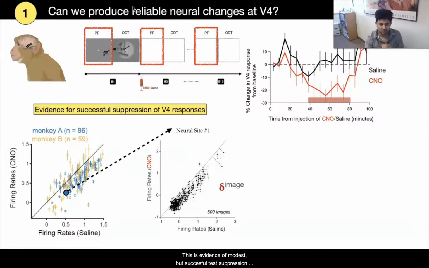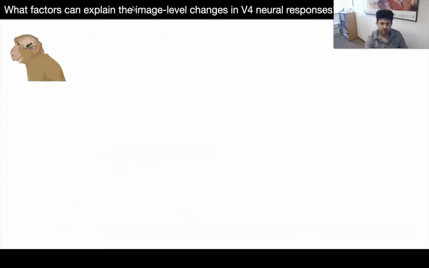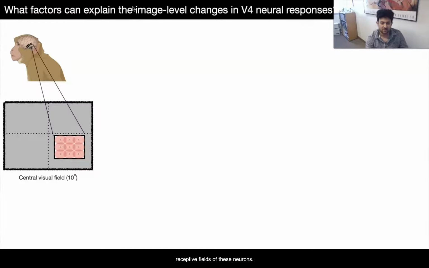This is evidence of modest but successful suppression of V4 neurons using this technique, and we can get this across multiple neural sites and images. Next, I look at what factors might explain these image by image neural effects. Since I recorded in V4, I could estimate the classical receptive fields of these neurons.